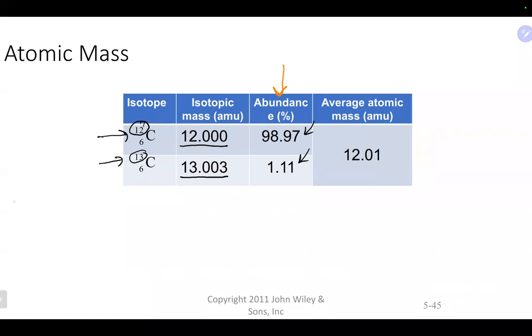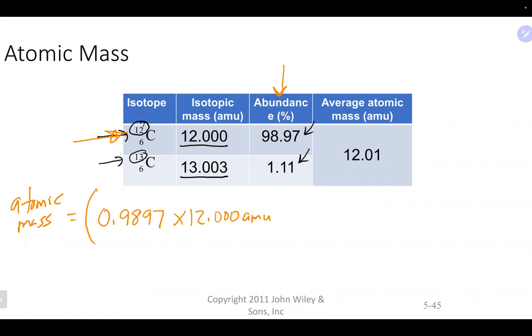So if we were to calculate the atomic mass of this carbon, we take the first isotope, the carbon-12. We take the percentage. I'm going to move the decimal place 2 places to the left, which gives me 0.98897. We're going to times it by 12 AMU. That is my first isotope.